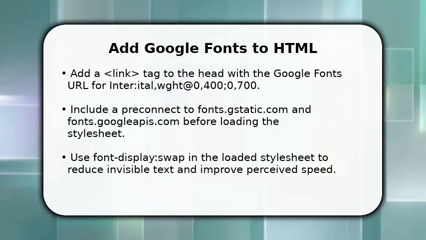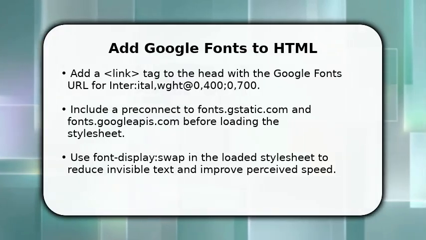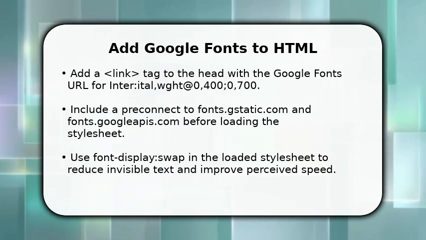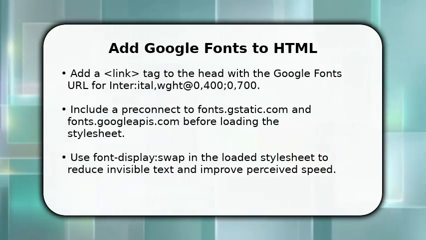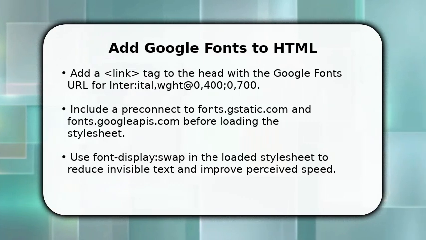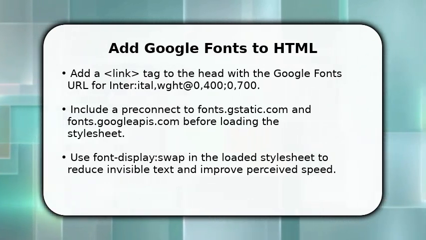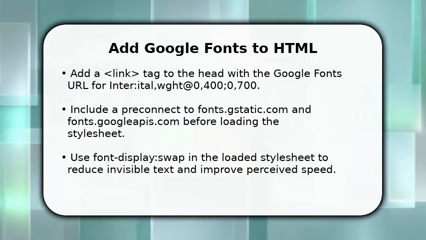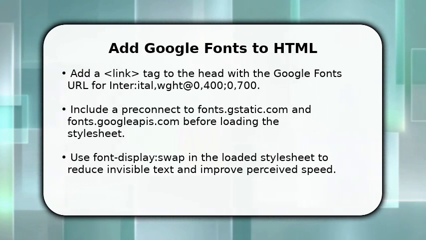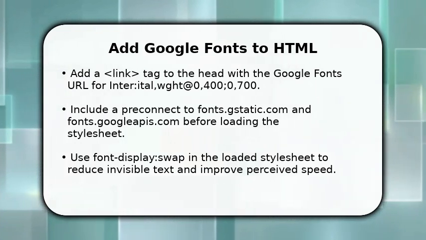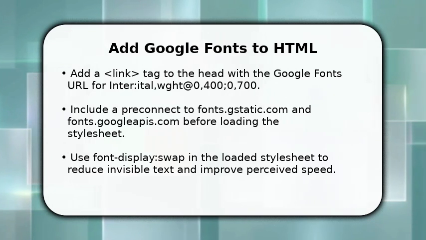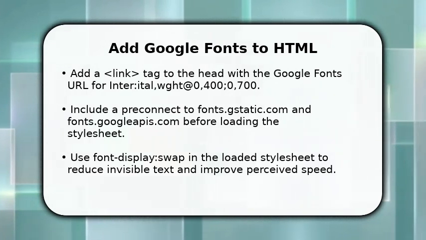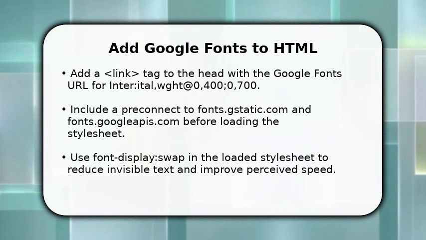Enjoy the video. Open your project index.html and add 2 preconnect tags to the head element. Preconnect fonts.gstatic.com and fonts.googleapis.com to speed up DNS and TLS handshakes. Next, insert a single link tag to the Google Font style sheet for Inter, with wght at 0,400 and 0,700, so weights 400 and 700 load.